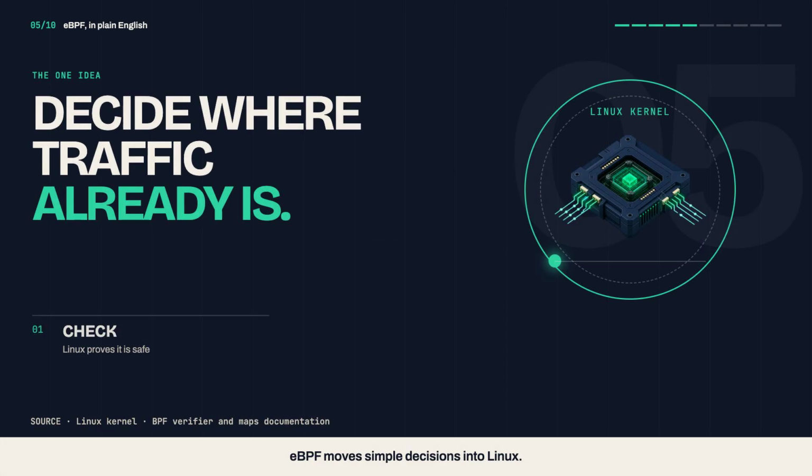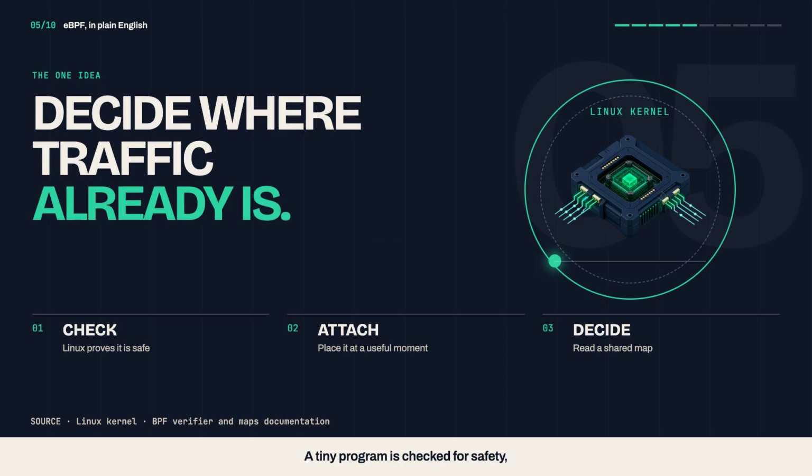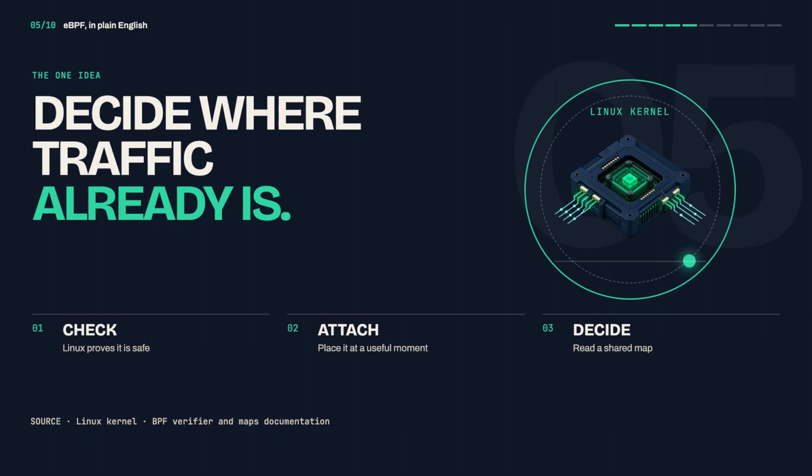eBPF moves simple decisions into Linux. A tiny program is checked for safety, attached to a useful moment such as opening a connection, and reads a shared map of destinations and policy. The point? Decide where traffic already is instead of sending it out to a helper and back.